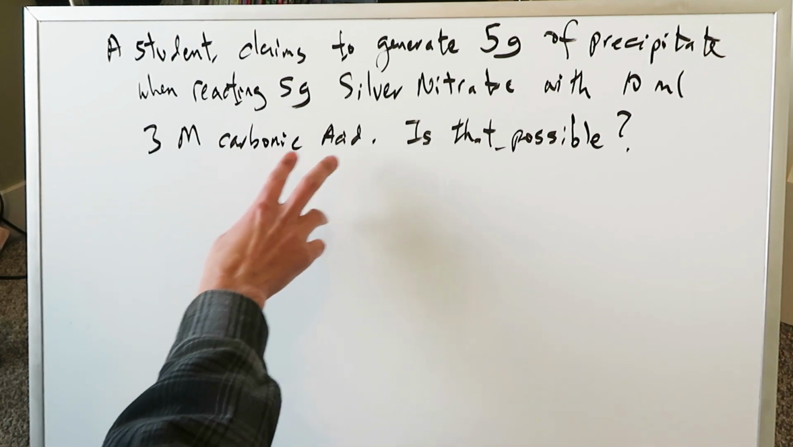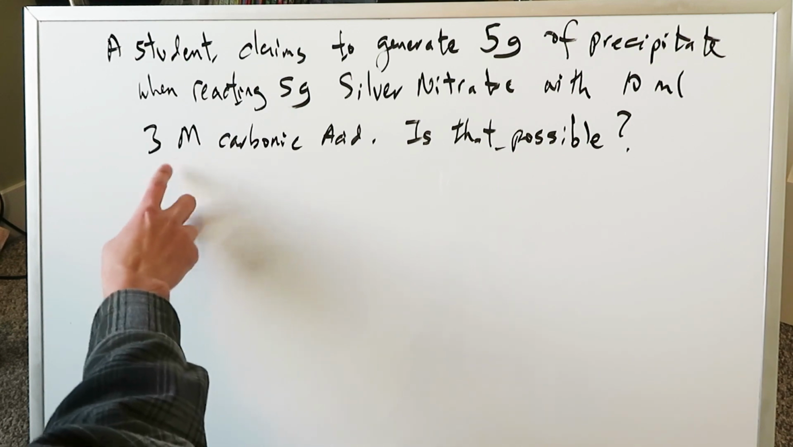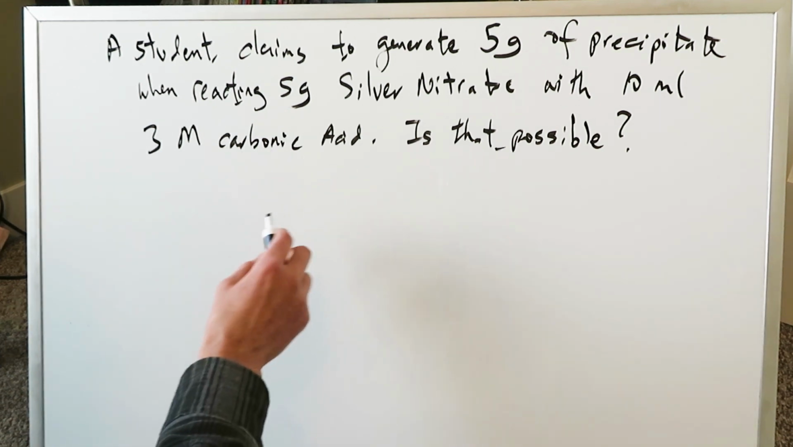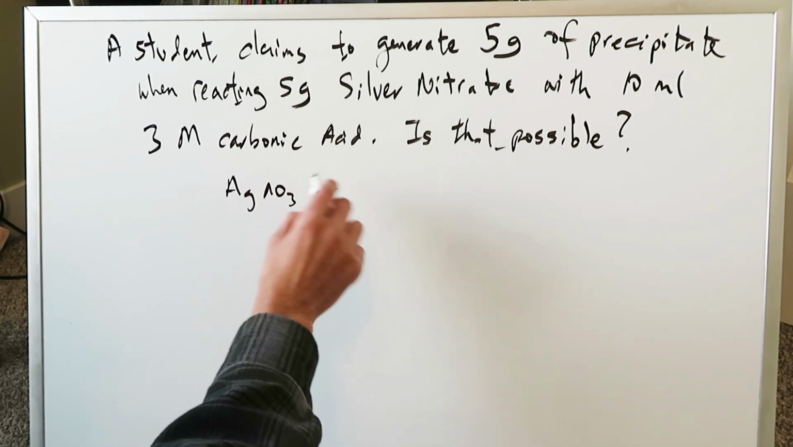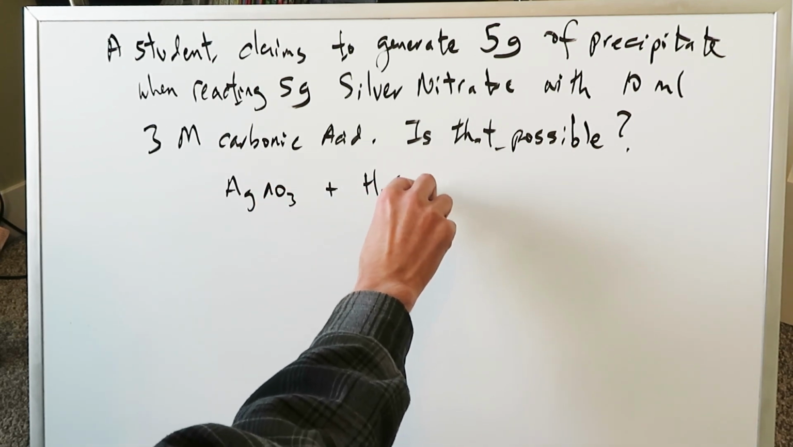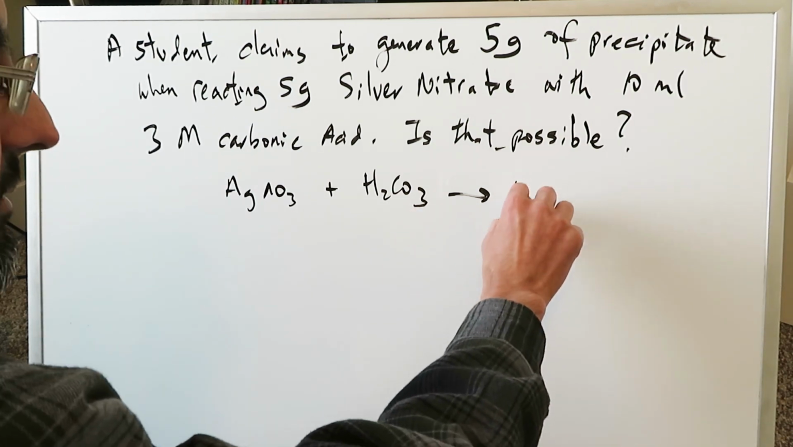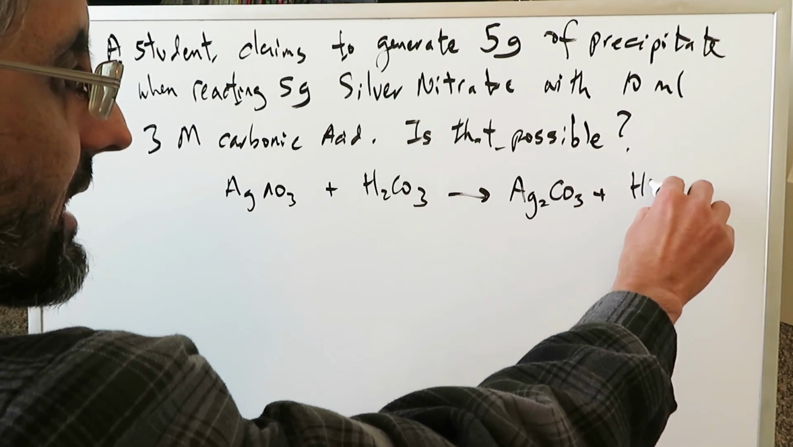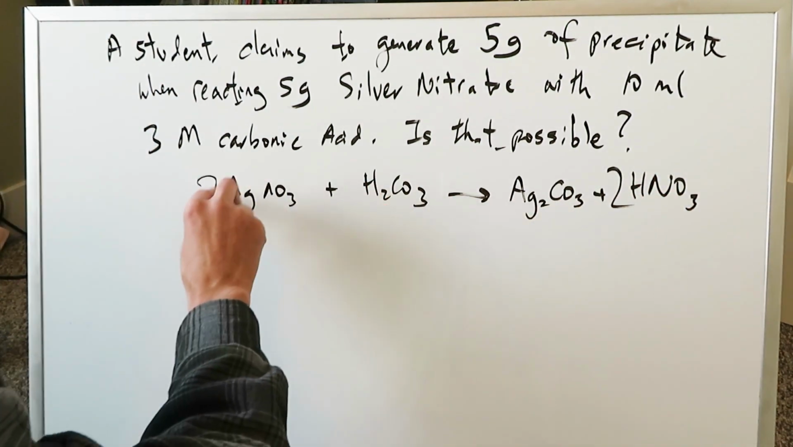Is the claim possible? Can silver nitrate in terms of its moles and carbonic acid in terms of its moles combine to generate 5 grams of precipitate? We have to determine that to be true or false. What's the reaction? The reaction is silver nitrate, AgNO3, combining with carbonic acid, H2CO3, to generate a certain precipitate, which will be silver carbonate, Ag2CO3, and then you'll have nitric acid, HNO3.